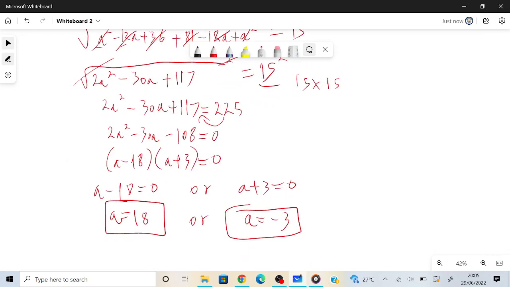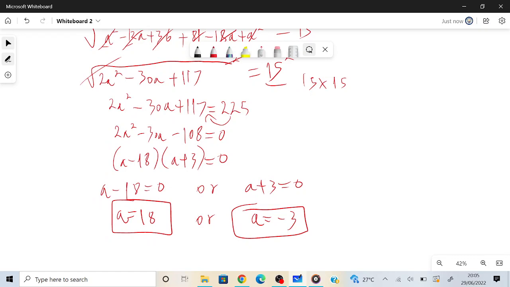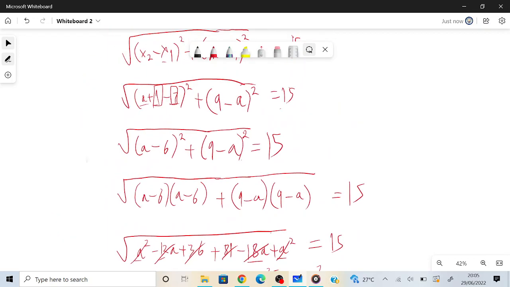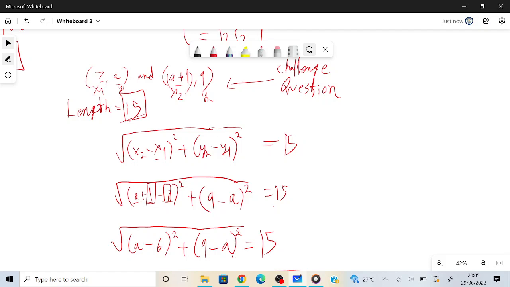So that's it guys. Of course you can check both of your answers by inputting them back into the original question, which was this over here. You could put them back into your a and a plus 1 over here, and then see, using the formula, if you are getting 15 or not.